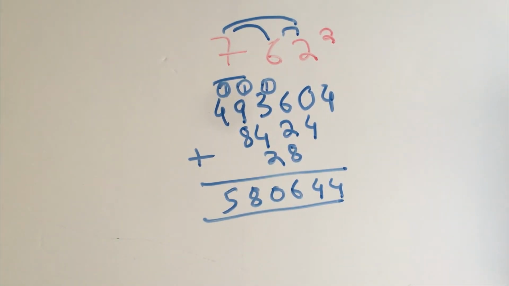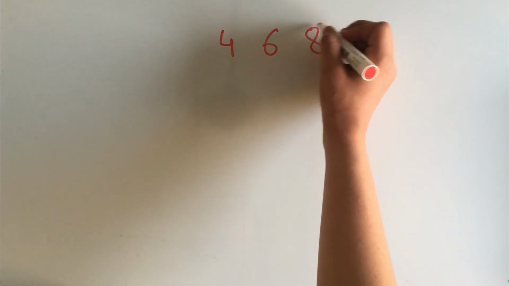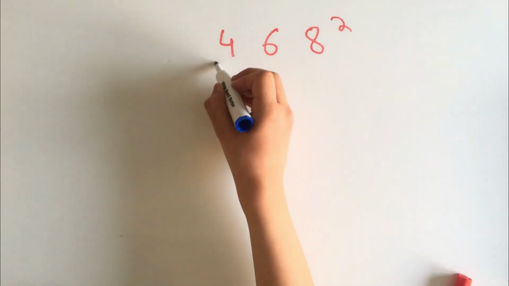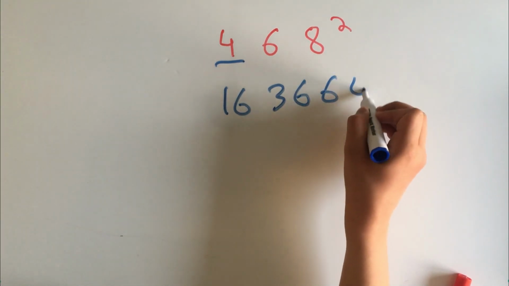So we get 580,644. Let's use our calculator to find out what it is. And it's 580,644. So then let's now move on to our final example. For our final example, let's take the example that we started off with to show you how fast this trick is. Let's take 468 squared. So first of all, 4 squared is 16, 6 squared is 36, 8 squared is 64.